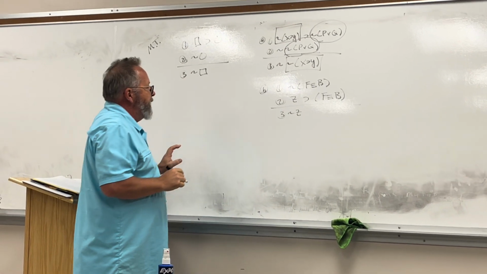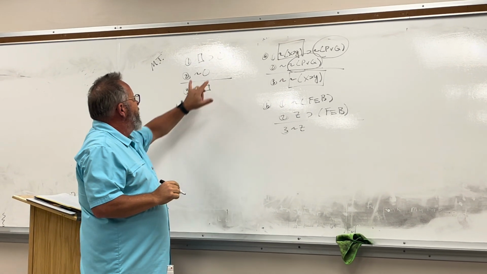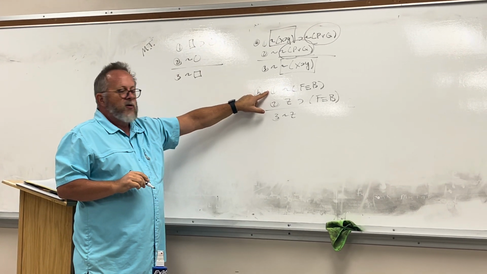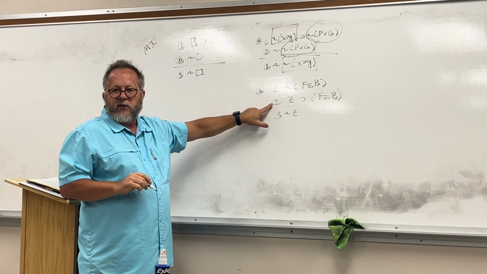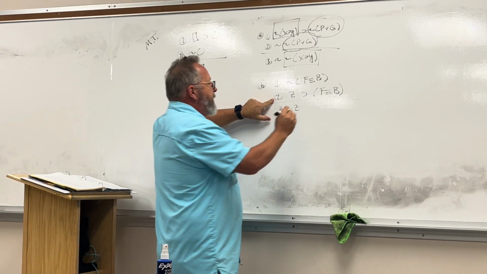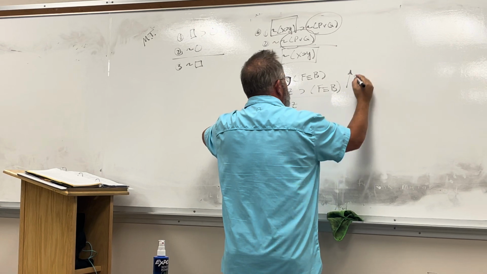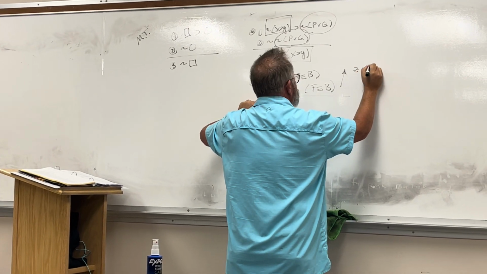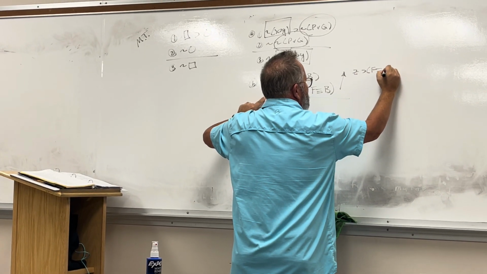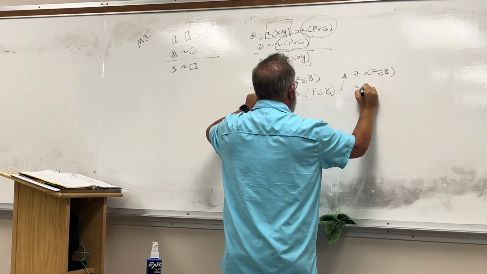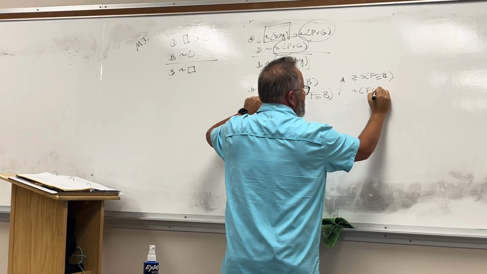So now the first thing I'm going to do is notice that I'm looking for a conditional, but this is not a conditional, but line 2 is a conditional. Does everybody understand that? So mentally, I'm just going to move this up and then that one down. So I really want to have Z, then F if and only if B, and this one would be not F if and only if B.